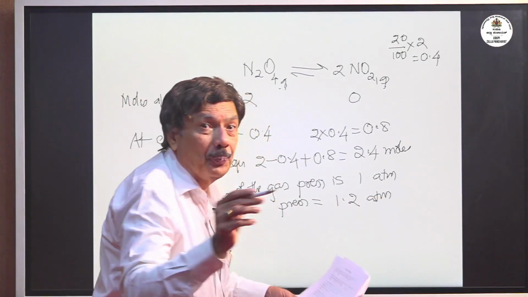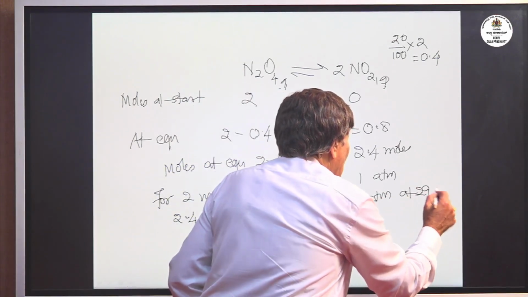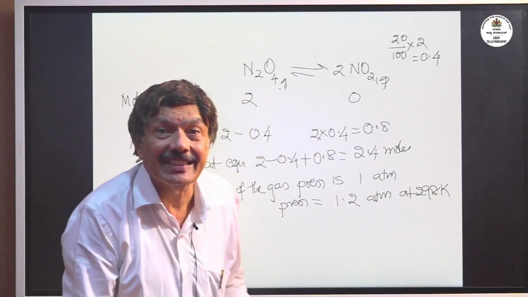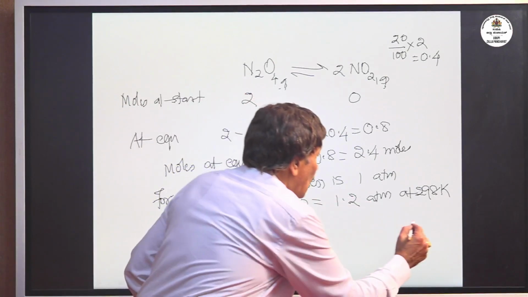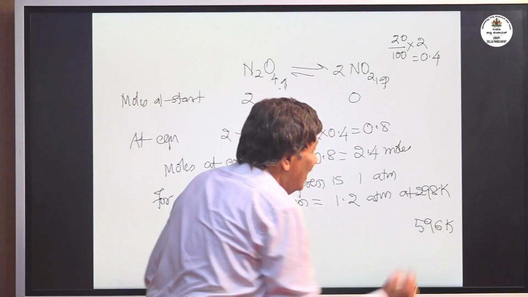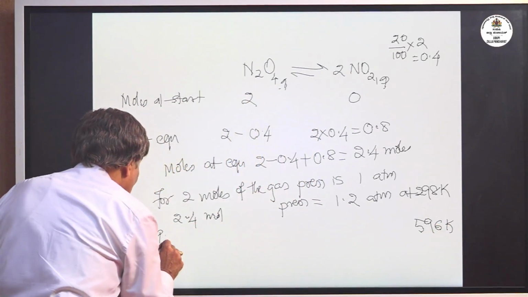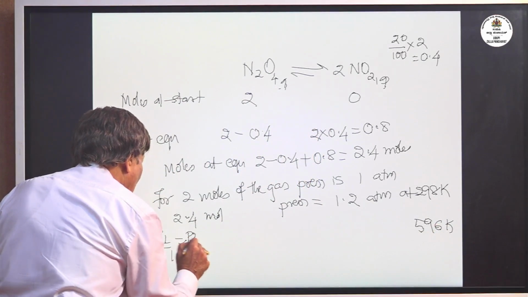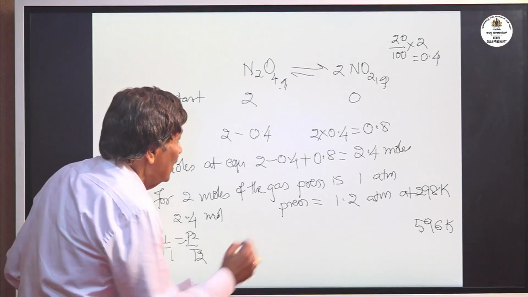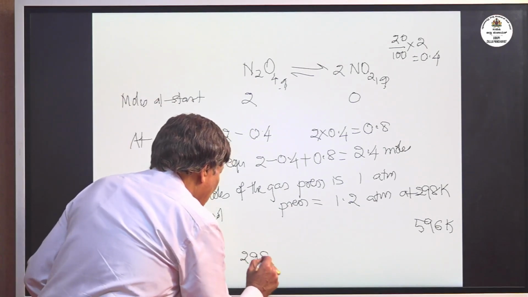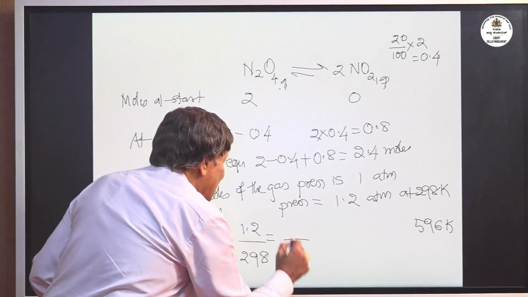Remember, this 1.2 atmosphere is at 298 Kelvin. Simultaneously, they have changed the temperature to 596 Kelvin. According to Gay-Lussac's law, P1 by T1 is equal to P2 by T2. When the temperature was 298, pressure was 1.2. So when the temperature is 596, what will be the pressure?